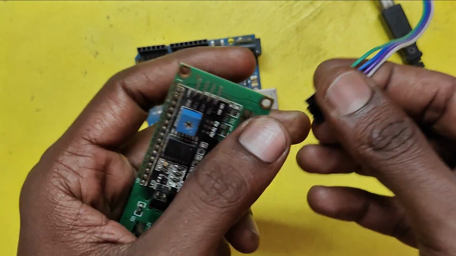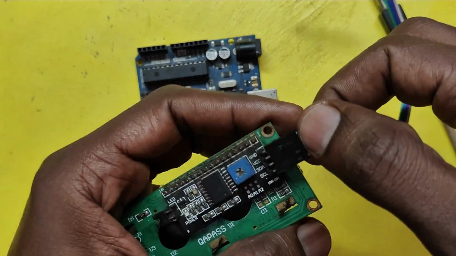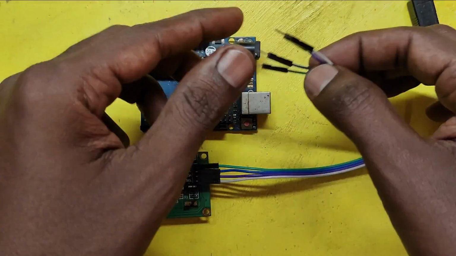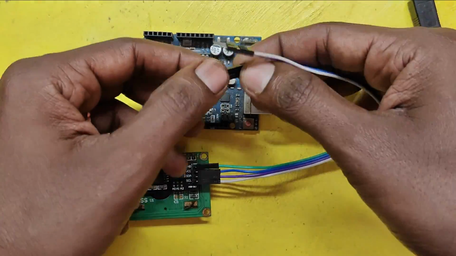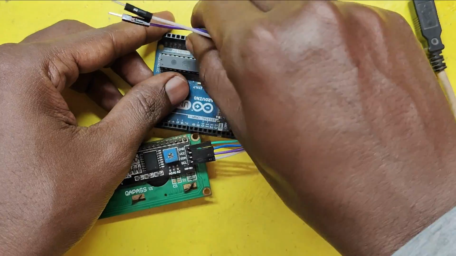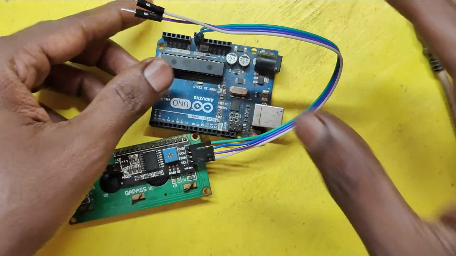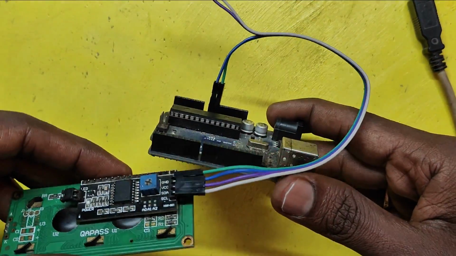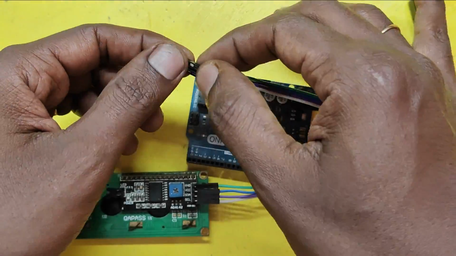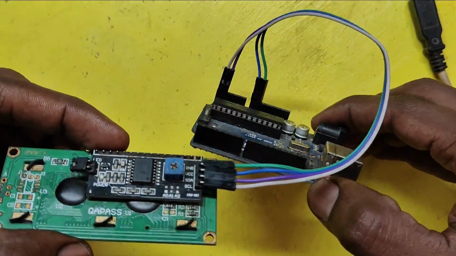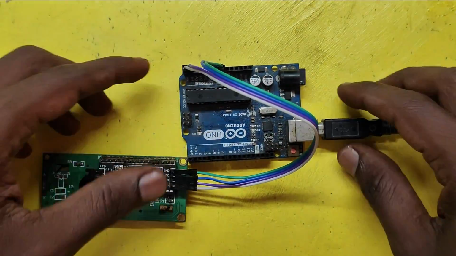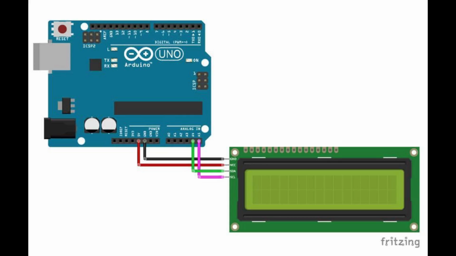Just insert 4 wires into your LCD. The LCD GND wire should go to Arduino GND, the LCD VCC wire should go to Arduino 5V or VIN. The LCD SDA pin should go to Arduino A4 pin, and the LCD SCL pin should go to Arduino A5 pin. This is the circuit diagram for our project.